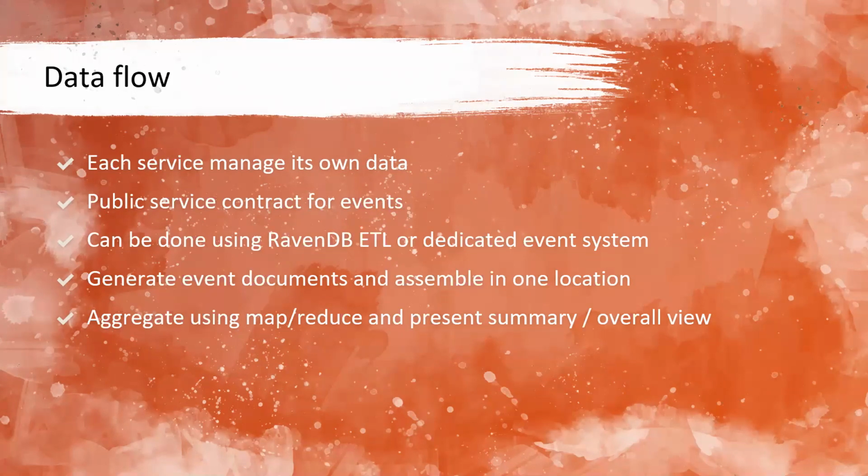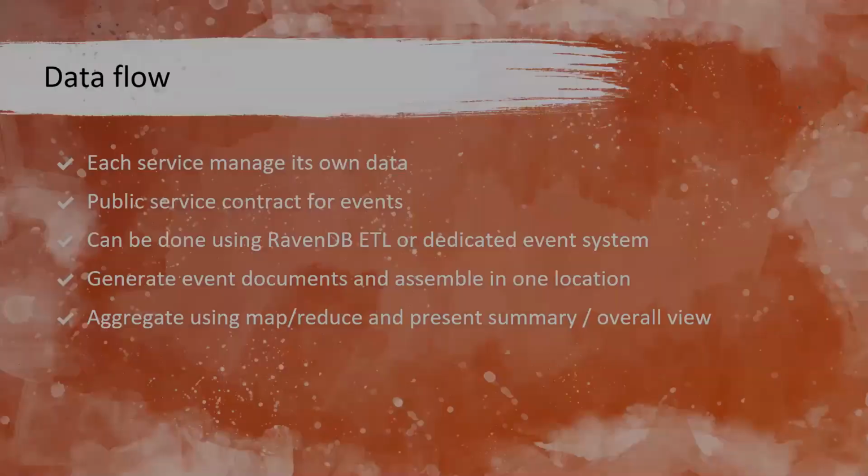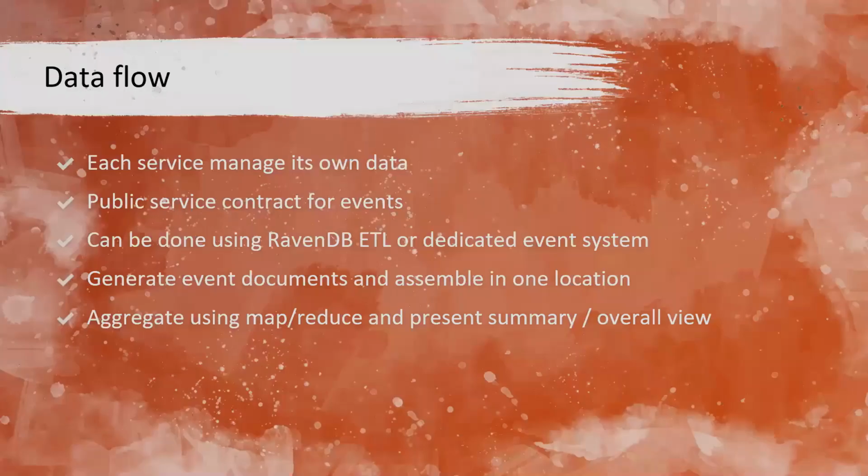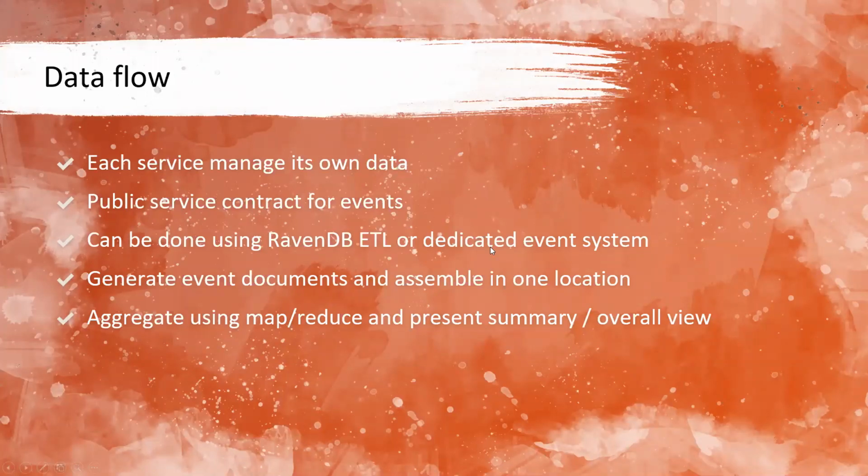Okay, so data flow and microservices. Remember that I spoke about these different services, each one of them running independently and pushing the data. The idea here is that each one of them has their own data, and part of the service contract is the event publishing. You can do that through the RavenDB ETL process or through a dedicated event system, whatever you like. The end result is that you're gathering all of these event documents and sending them into a single location.